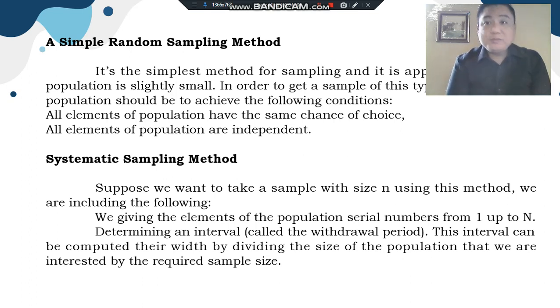What would be the next number after the number? And that number is called the withdrawal period. For example, the withdrawal period is 5, and you pick number 5. So the next will be number 10. So 5 plus 5, so 10. Next to that will be 15. Next to that is 20, and so on and so forth.